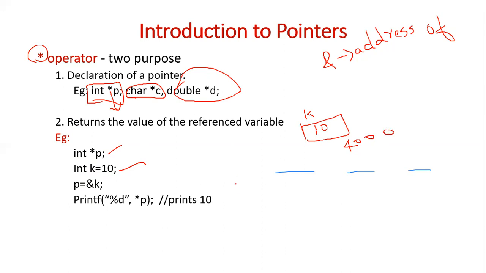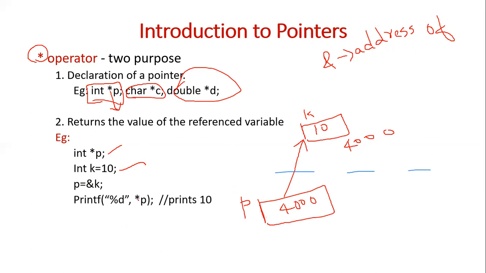And p contains what? Address of k. So address of k is what? 4000. So that is 4000 here. So p is a pointer to an integer. So it means that p is pointing to this location because it is having the address. So p is a pointer, it is pointing to this location.